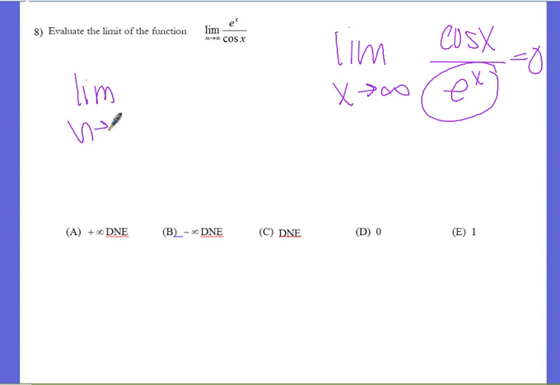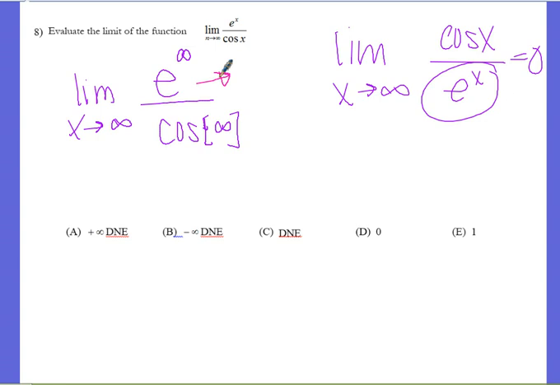And when you do that, and that was actually supposed to be an x, sorry, a typo on the test, I remember that. If we're going towards infinity, it's e to the infinity over cosine of, in a sense, infinity, really is what you're looking at. The top gets huge. The top is easy. We know that is going towards infinity. The denominator, though, ranges from negative 1 to 1.